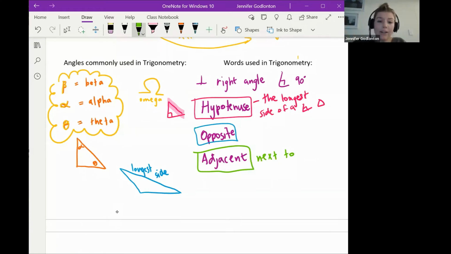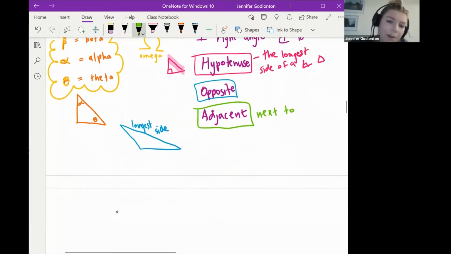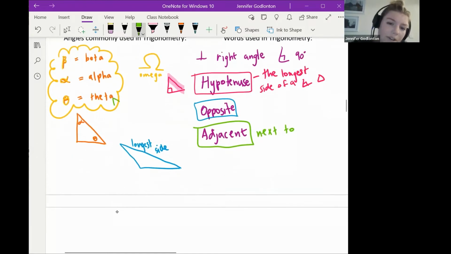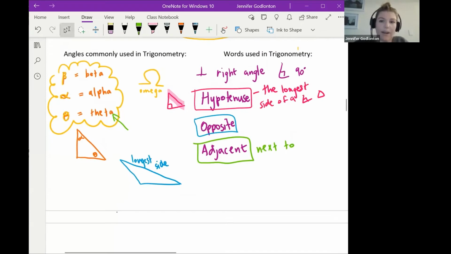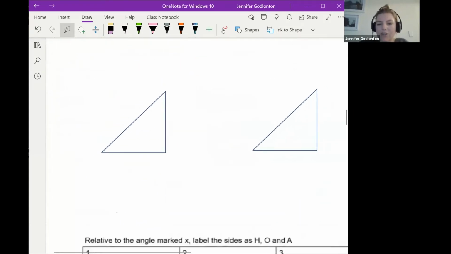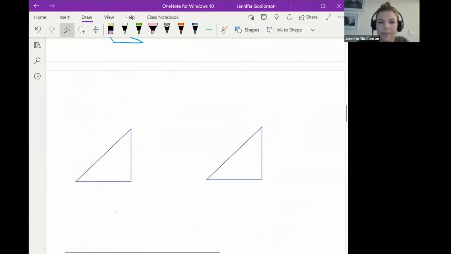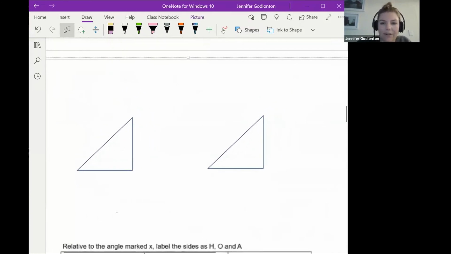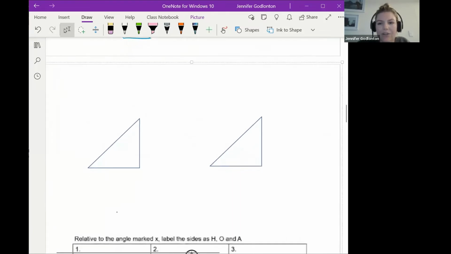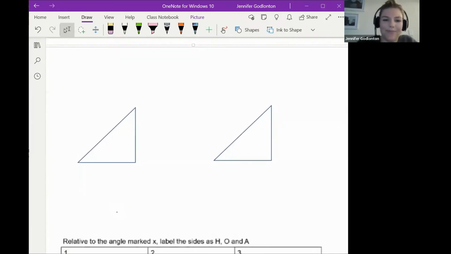We've got angles, beta, alpha, and theta. The one we are going to use the most often in trig is theta. Okay, and then words, hypotenuse, opposite, adjacent. Good. Nice. Okay, so let's try and check these on some triangles. Now, when we have triangles, we need to start bringing in our trig ratios.